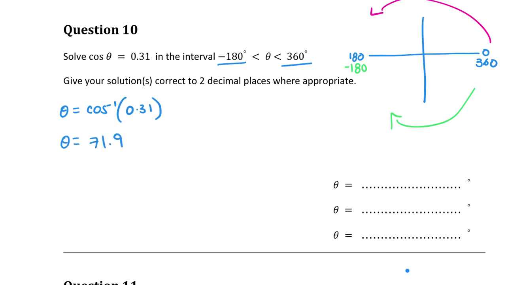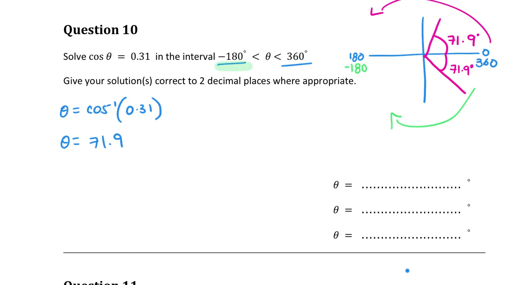Now, it doesn't matter if this is sine, cos, or tan. Theta equals 71.9. 71.9 degrees is roughly this. So I always mark this on, 71.9 degrees. Now I look at which trig it is, and this is cos, so I reflect it in this line here. So this is going to also be 71.9 degrees. Okay, and now I start my question.